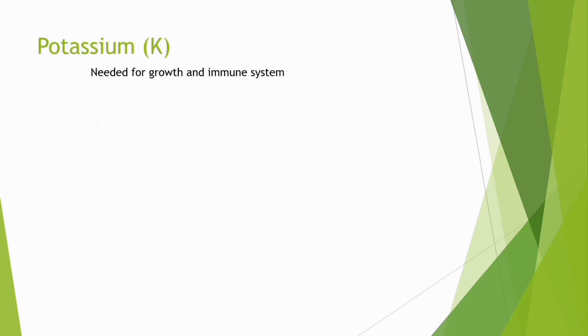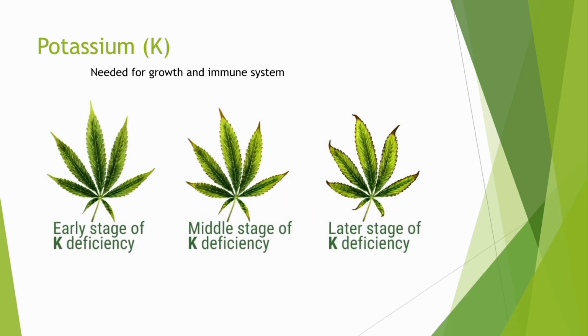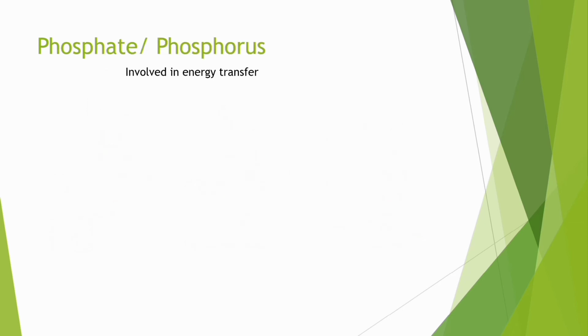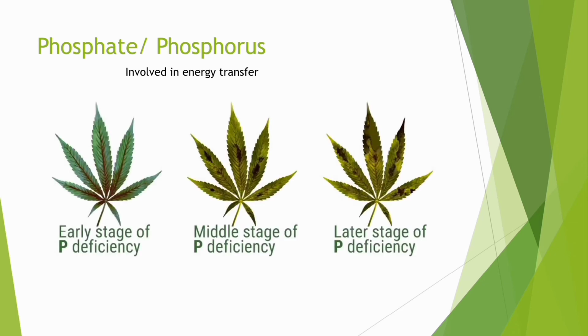Potassium is needed for growth and for the plant's immune system. Without it, the plant's older leaves become yellow but the stem is still green. It's just potassium deficient. Phosphate or phosphorus is involved in energy transfer so that the whole plant can grow correctly, including the roots. Without it, older leaves are darker green and some have fallen off. Sometimes veins become purple and plant growth becomes stunted.